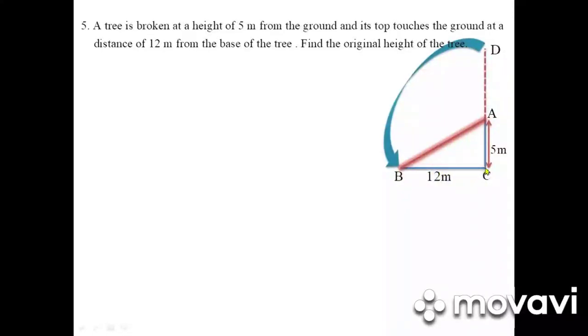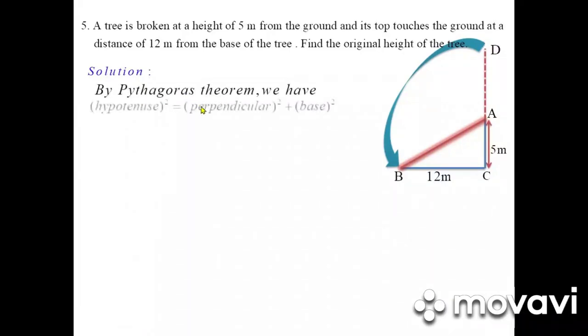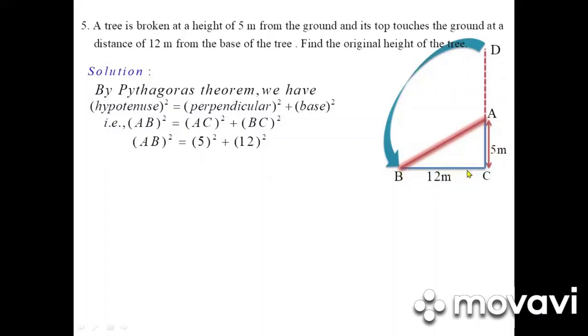Here BC is the distance of the top of the broken part of the tree from the base of the tree. By Pythagoras' theorem, we have hypotenuse squared is equal to perpendicular squared plus base squared. Here, AB is the hypotenuse. That means the broken part of the tree becomes the hypotenuse of this right angle triangle. The perpendicular AC is the unbroken part of the tree. And the base BC is the distance of the top of the broken part of the tree from the base of the tree. Here AC is replaced by 5 and BC replaced by 12.